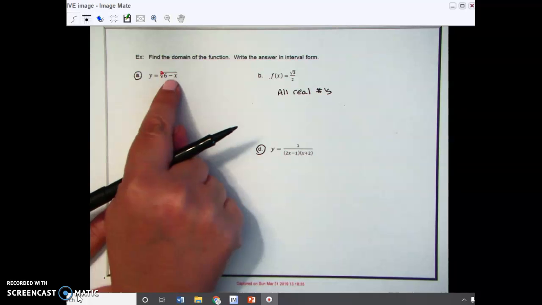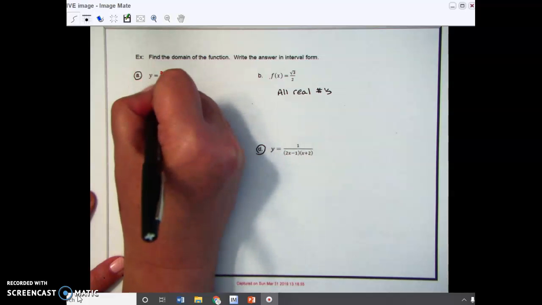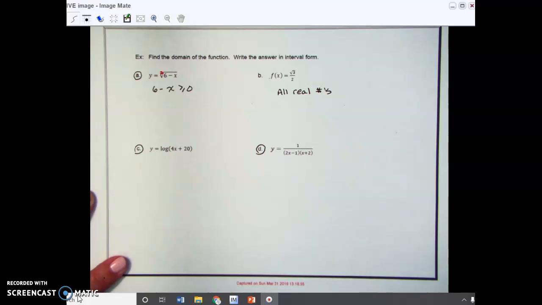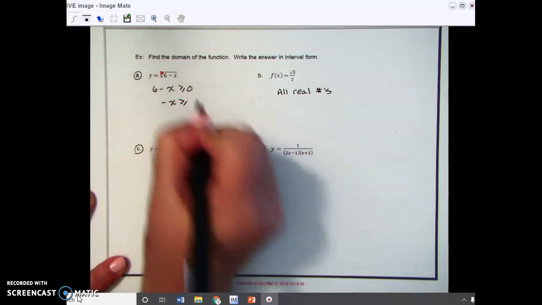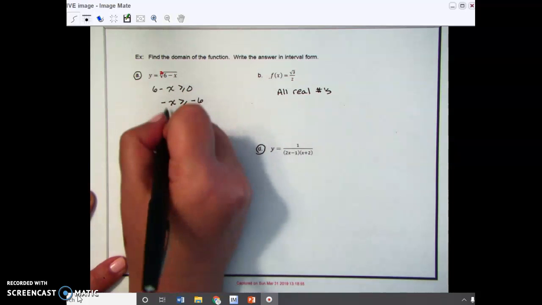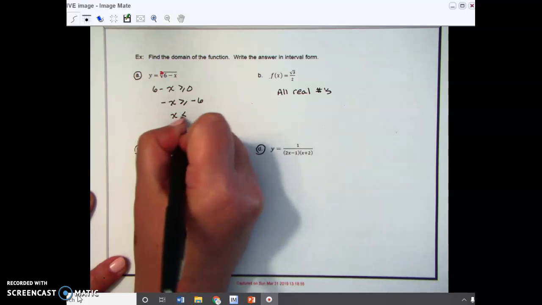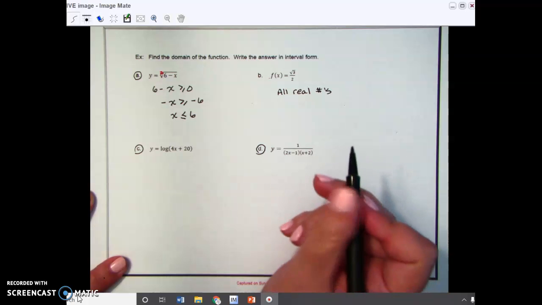So coming back over here, we said that I can't take an even indexed root of a negative number. That means that the radicand, what's inside the radical, has to be greater than or equal to 0. If I subtract 6 from both sides, that means x has to be greater than or equal to negative 6. And when I divide by negative 1, not only are the signs going to change, but the inequality is going to flip around to say that x has to be less than or equal to 6.